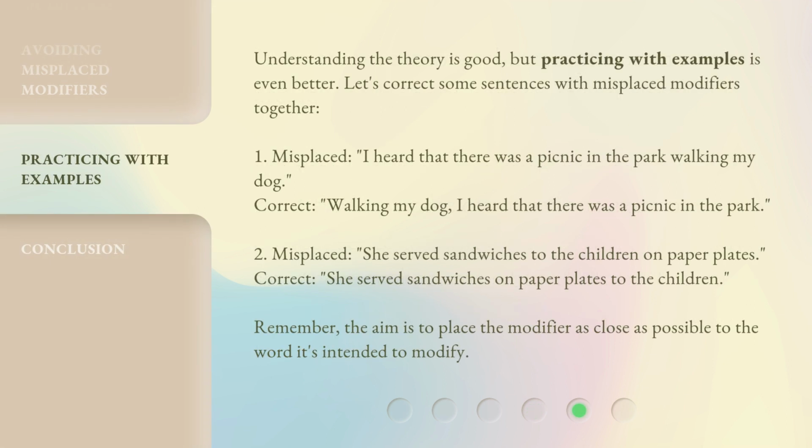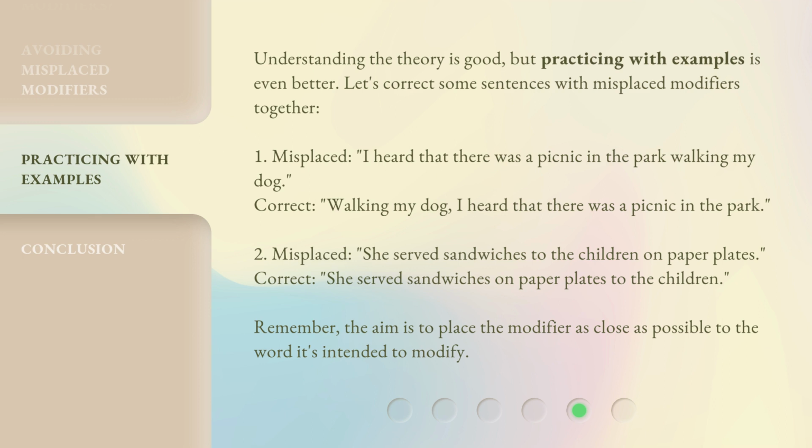Understanding the theory is good, but practicing with examples is even better. Let's correct some sentences with misplaced modifiers together. 1. Misplaced: I heard that there was a picnic in the park walking my dog. Correct: Walking my dog, I heard that there was a picnic in the park.